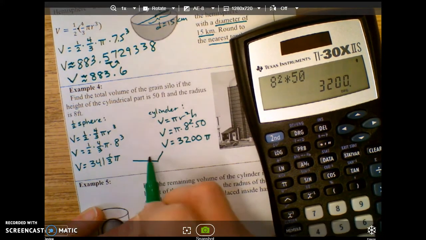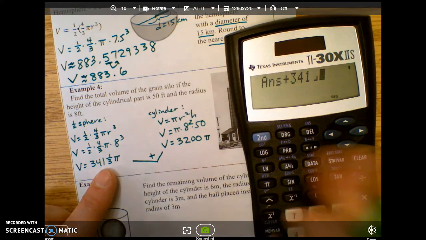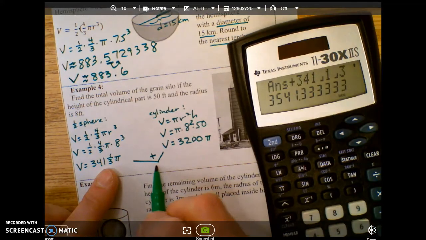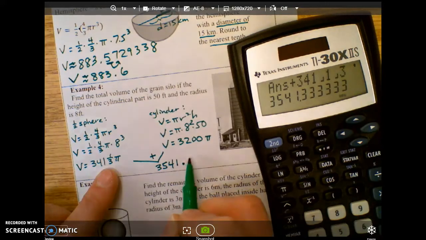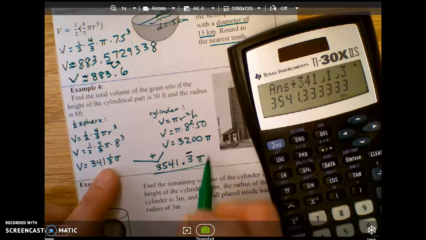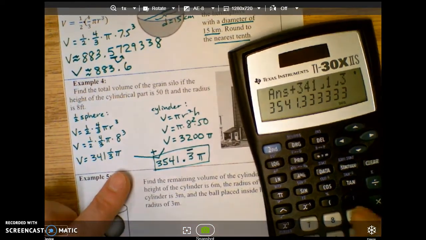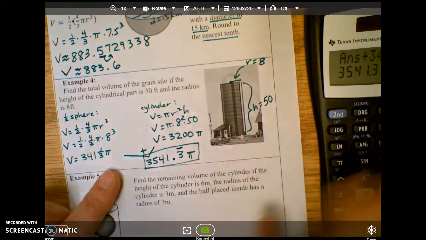So remember, combined volume, I've got to add these two together, 341 1/3 plus 3,200 is 3,541 1/3, and remember, if you've got a repeating decimal, we're going to put the bar over top, and this is still in terms of pi, remember, because we have not pushed in the pi button. It gives you the total volume, remember, when you add the two pieces together.